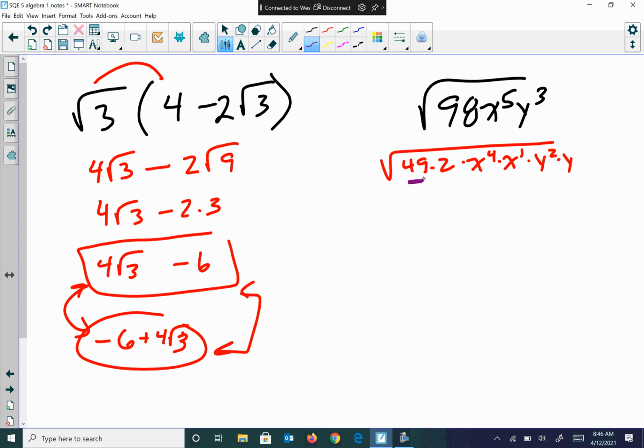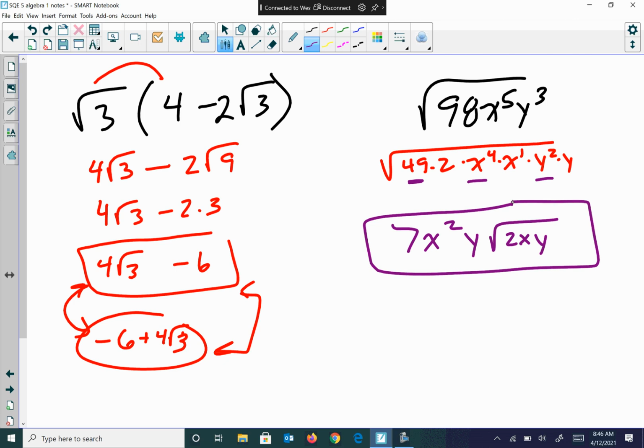Square root of 49 is 7. Square root of x to the 4th is x squared. Square root of y to the 2nd is y. I have a 2, an x, and a y that are left behind. They didn't break out of jail, did they? They didn't break out of the square root jail.